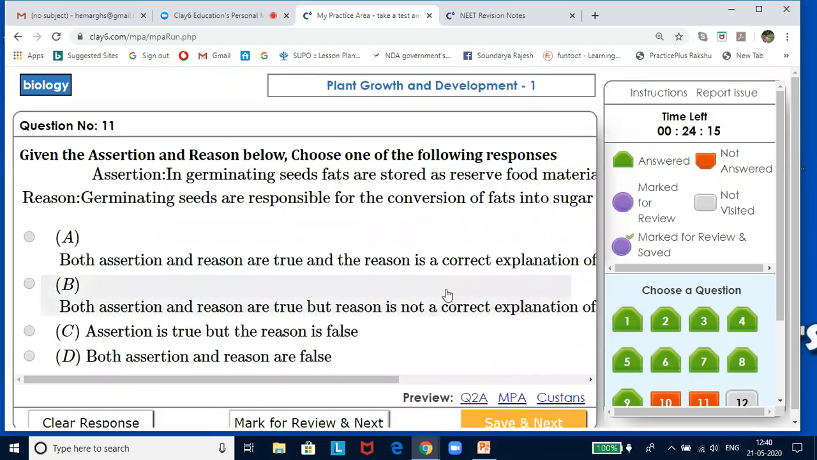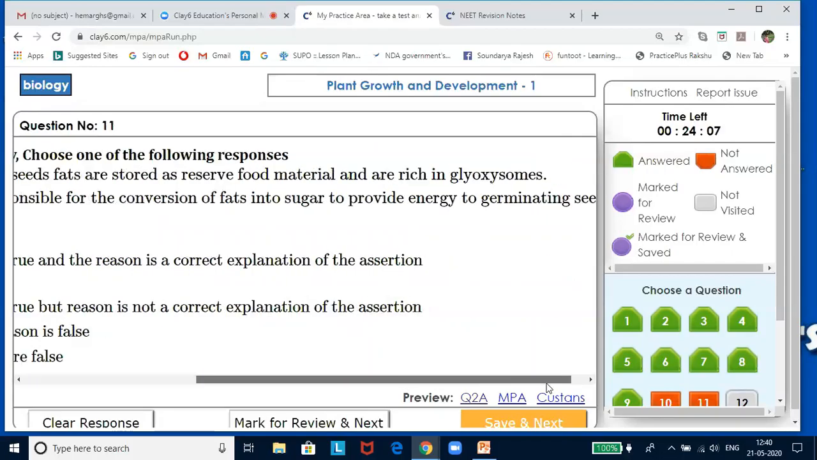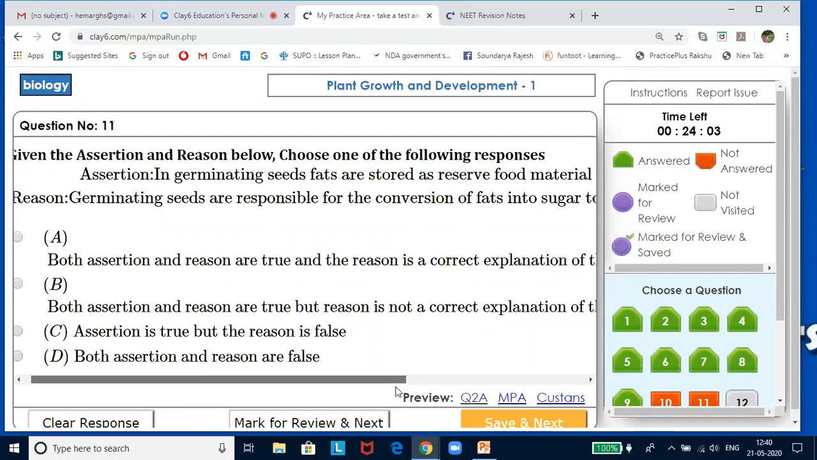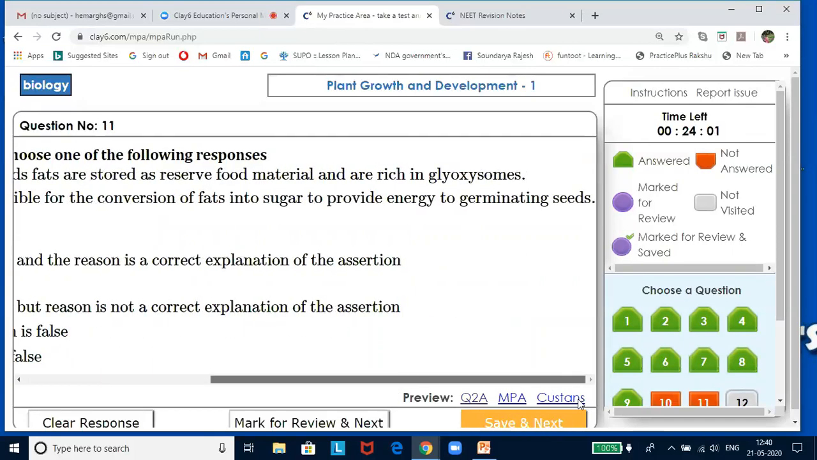In germinating seeds, fats are stored as reserve food materials, and the cells are rich in glyoxysomes. Germinating cells prefer the conversion of fats to provide energy to germinating seeds. So both are true, and the reason is the correct explanation. So it is A.